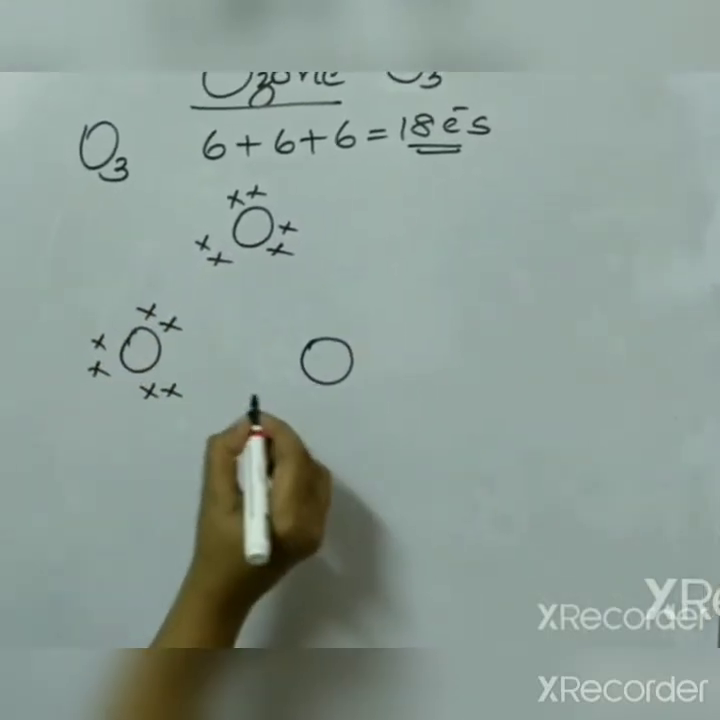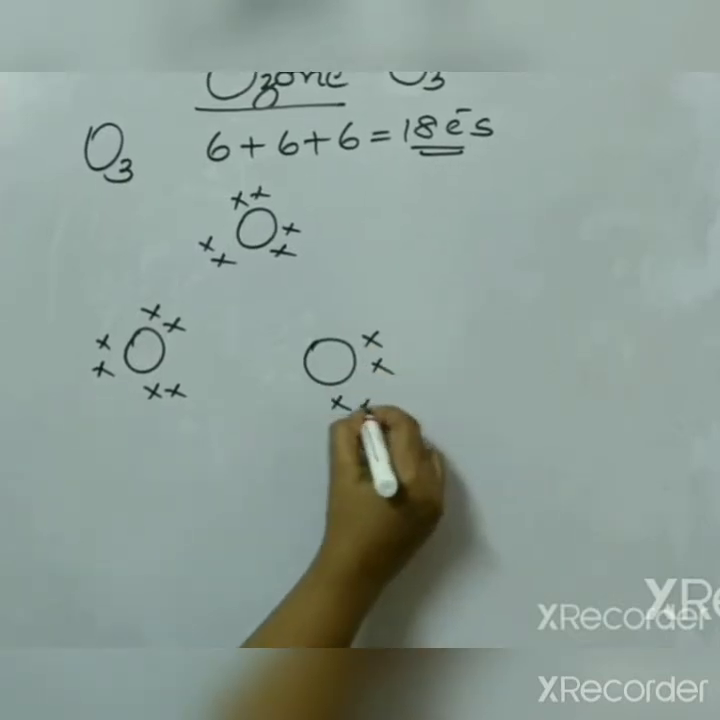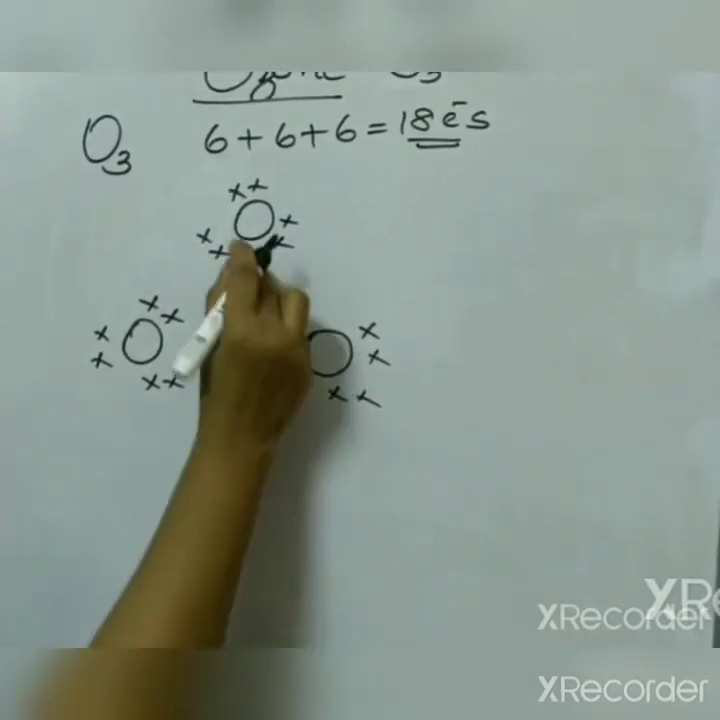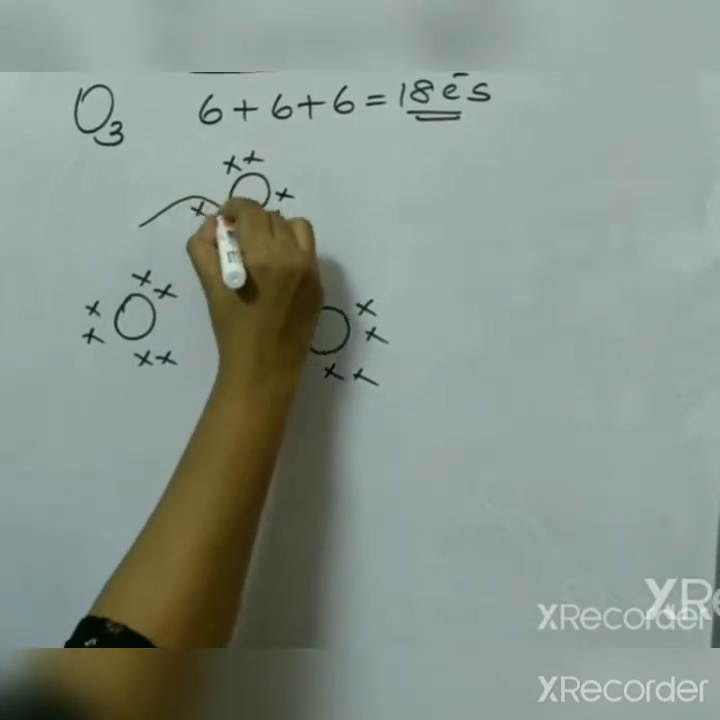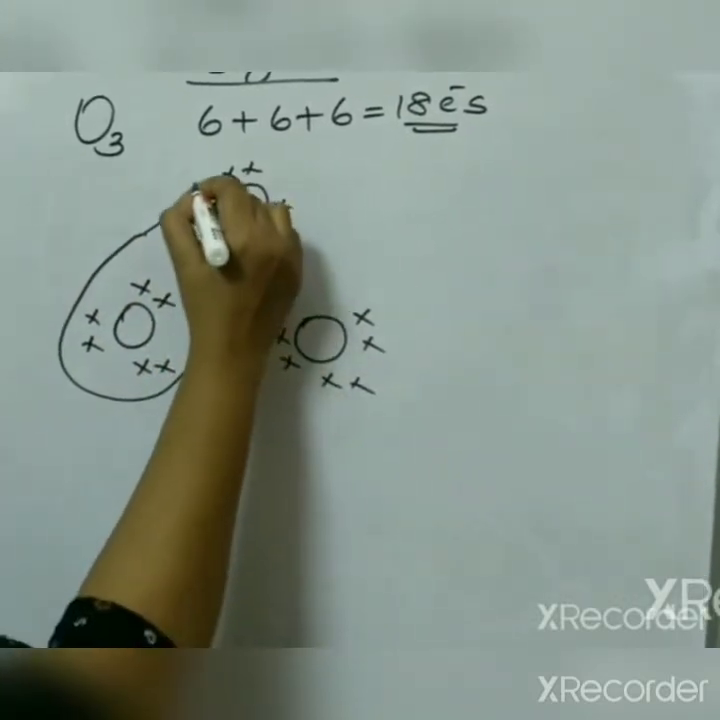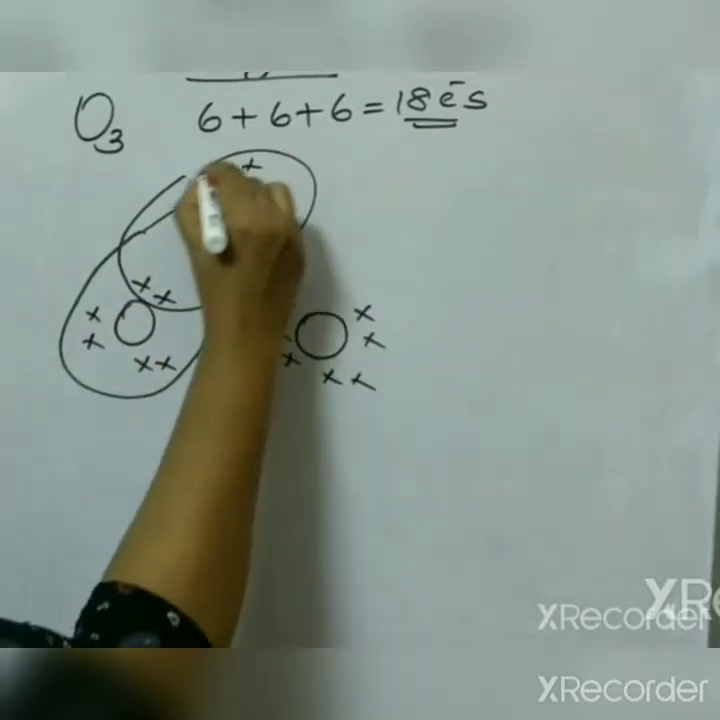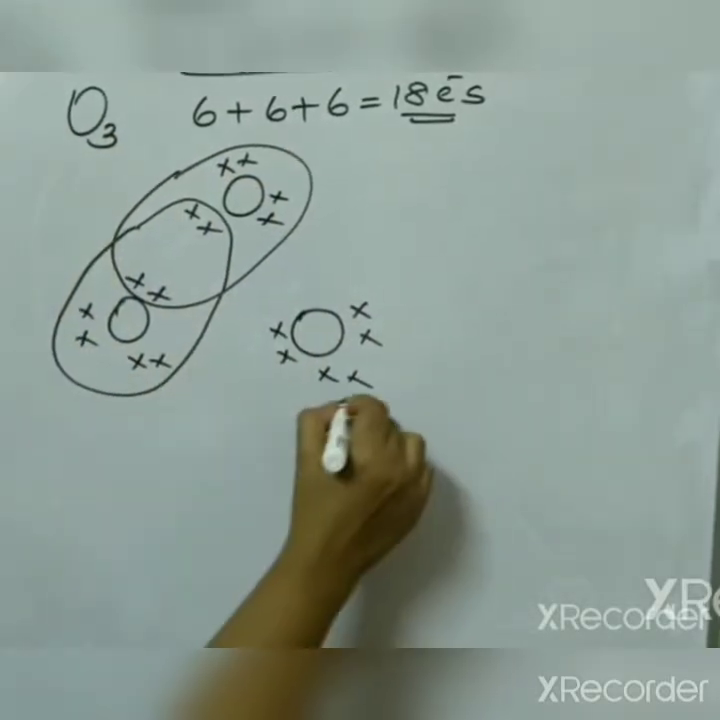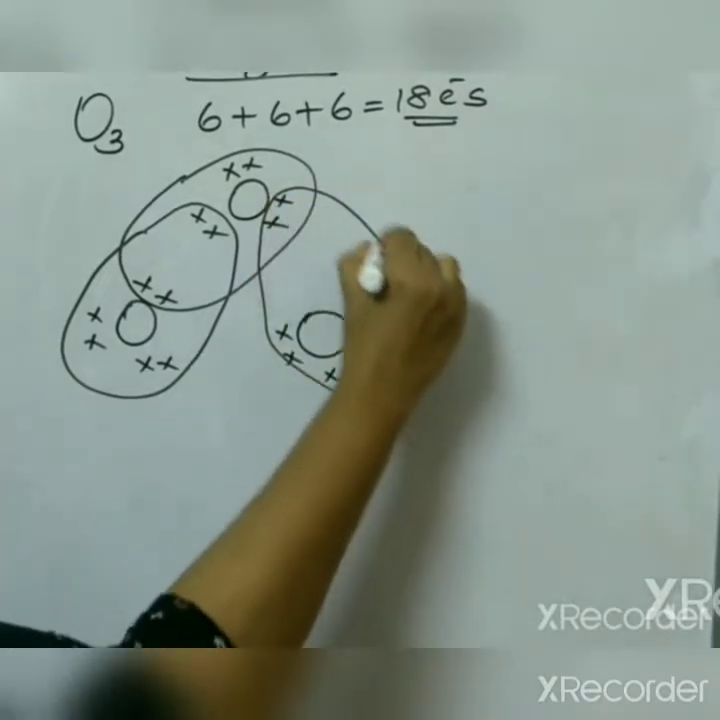2 of the oxygen atoms can get 8 electrons around them by mutual sharing of a pair of electrons between them. That is, each oxygen atom contributes 2 electrons for sharing with the other oxygen atom. Thus, 4 electrons are shared, so a double bond will be formed between those 2 oxygen atoms.